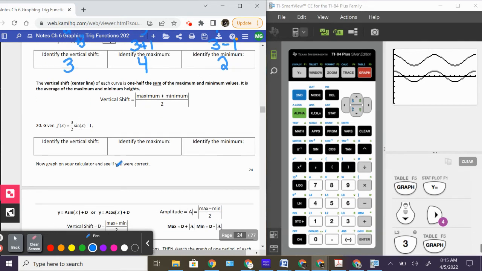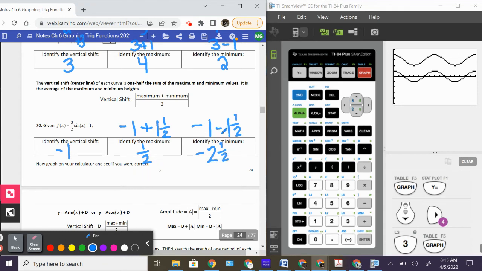So check out number 20. See if you can predict what the vertical shift would be. Okay. Hopefully you think the vertical shift is to go down 1 unit. And now remember, we have -1, that's our vertical shift, plus the amplitude, which I would prefer to look at as 1.5, sorry. And then the minimum, we do the same thing, except we subtract. So our minimum value would be -2.5.